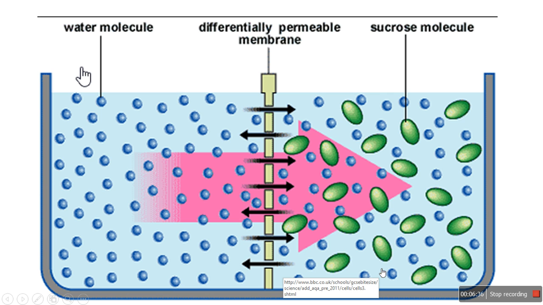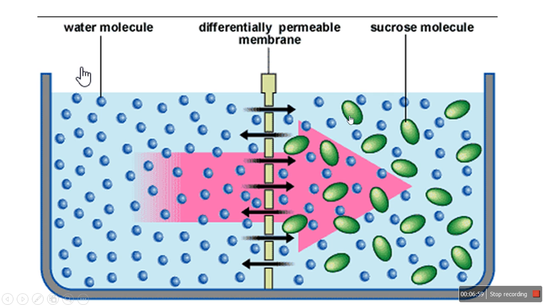Okay, so now it's time to talk about our second type of transport, and that is osmosis. You've talked about osmosis before, probably not in as much depth as you might discuss it now. So in osmosis, it's the movement of water. It's quite similar to diffusion, but we're always talking about water.